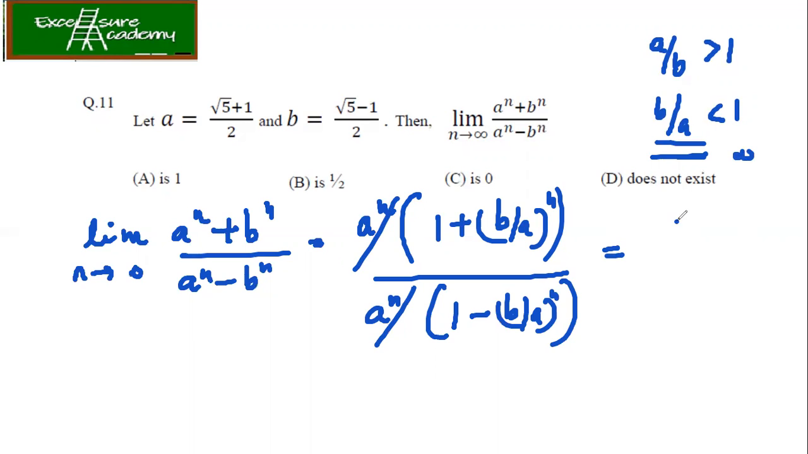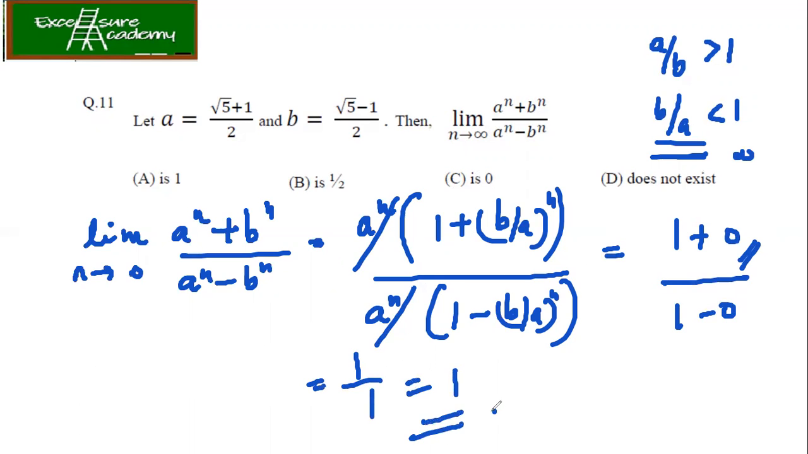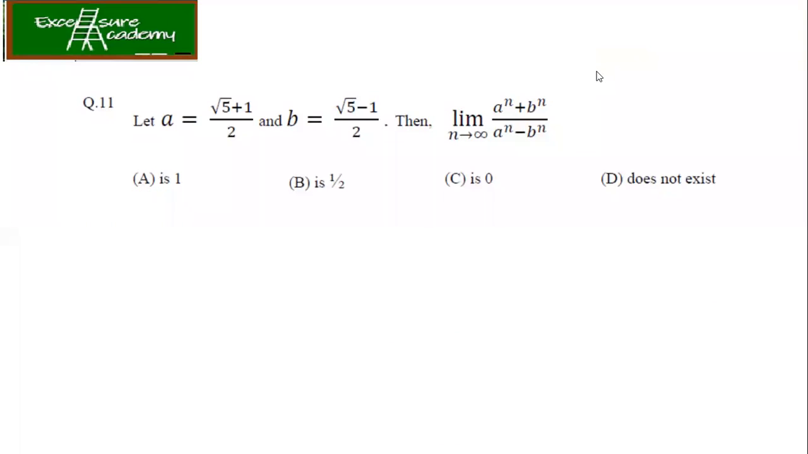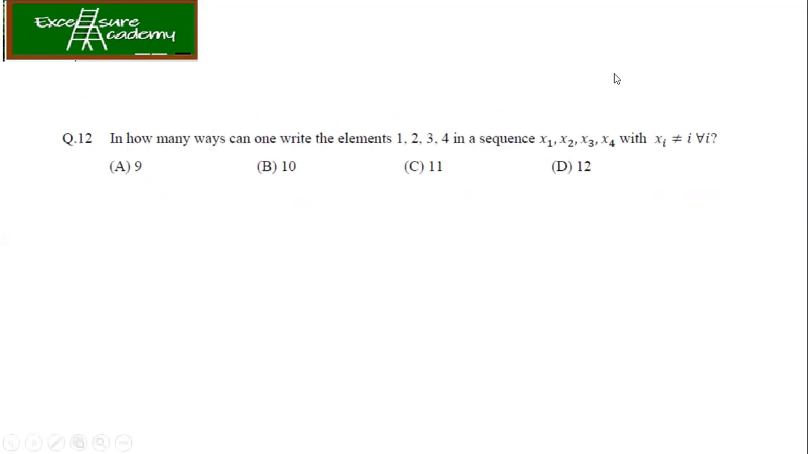So this can be written as 1 plus 0 divided by 1 minus 0, since this quantity is negligible. So what I got is 1 by 1, which is equal to 1. Here your answer is 1, option A. This is how you are going to get the answer for such questions. Now moving on to the next question.